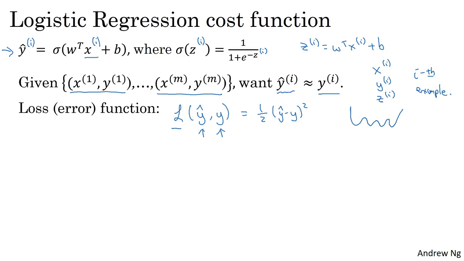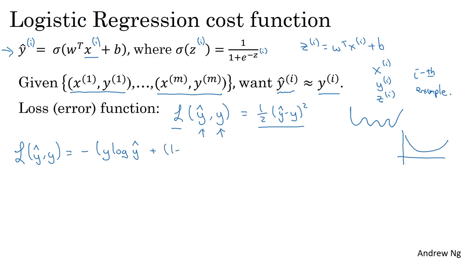So in logistic regression, we will actually define a different loss function that plays a similar role as squared error, but will give us an optimization problem that is convex, and so we'll see in a later video it becomes much easier to optimize. So what we use in logistic regression is actually the following loss function, which I'm just going to write out here: negative y log y hat plus 1 minus y log 1 minus y hat.